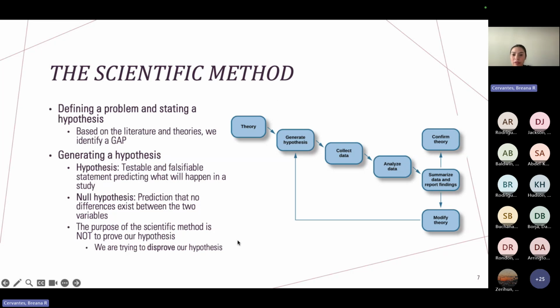Once you know what gap you want to fill, you think, well, that's a gap, I think I can fill that, I know one particular way of doing that. You're in that phase already generating a hypothesis. So what do you want to test, and what do you think the potential outcome is going to be? A hypothesis is a testable and falsifiable statement predicting what will happen in a study. Ideally, you want your research to support your hypothesis. But as a good researcher, we also need to be able to disprove it.